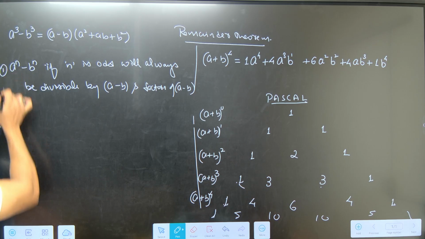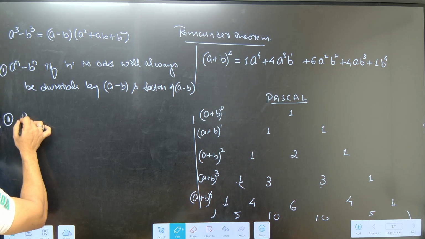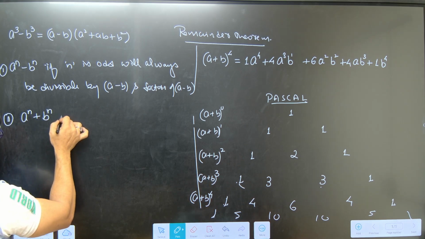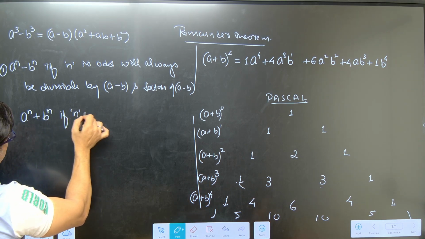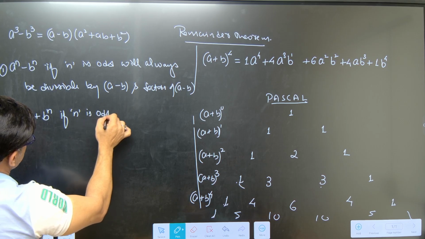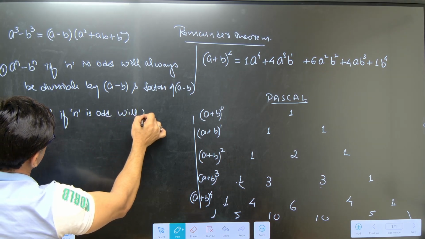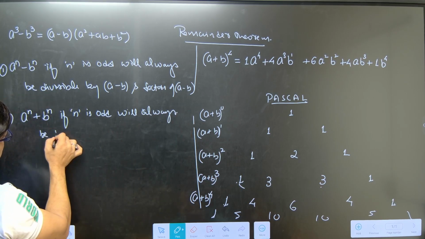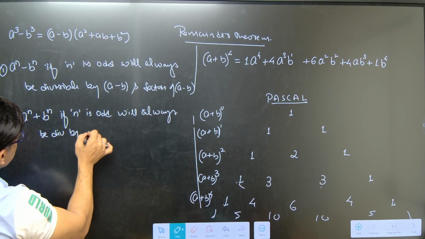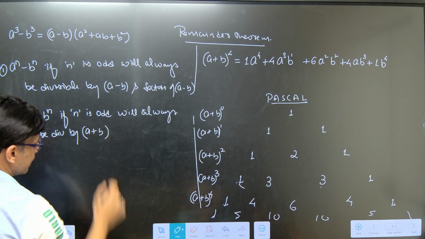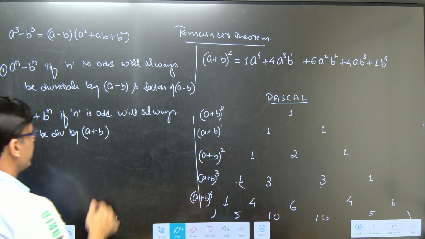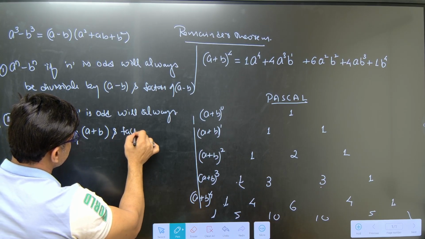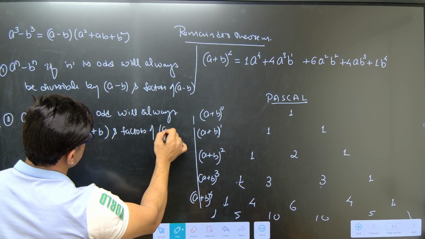First formula. Second is a raised to the power n plus b raised to the power n. Again, if n is odd, it will always be divisible by a plus b and factors of a plus b.